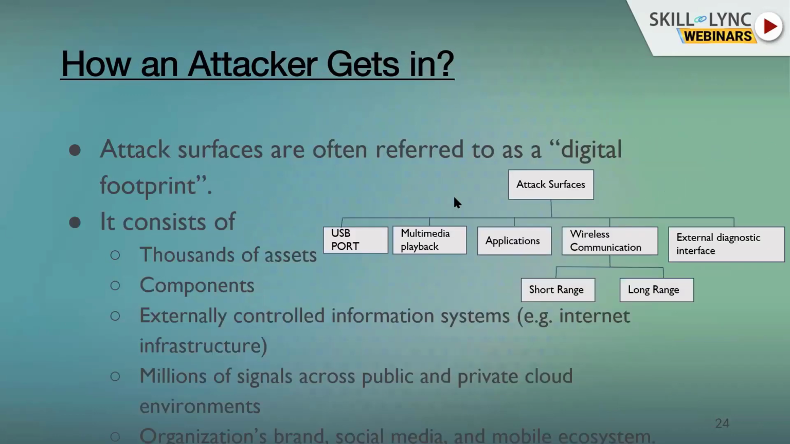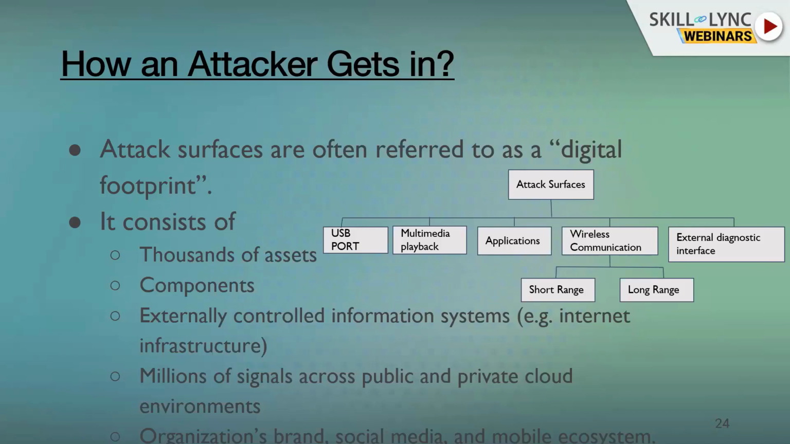Fine. So in more detail, attack surfaces are often referred to as digital footprints. This is just a fancier term. So what does it consist of? Thousands of assets. Assets are something which is valuable for you. Maybe your wallet is your asset. That is valuable for you. If it is stolen, with much of the data personal to you, your money, you will have a financial loss. You will have a personal information loss. Many things could be lost. So this is an asset for you.